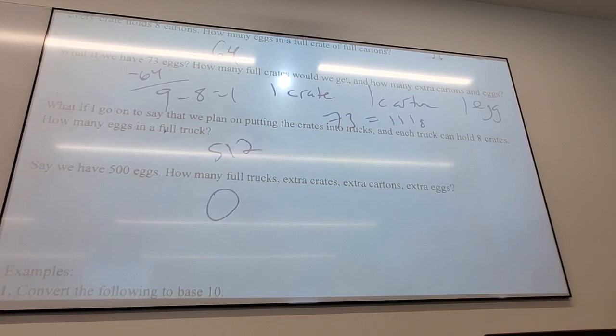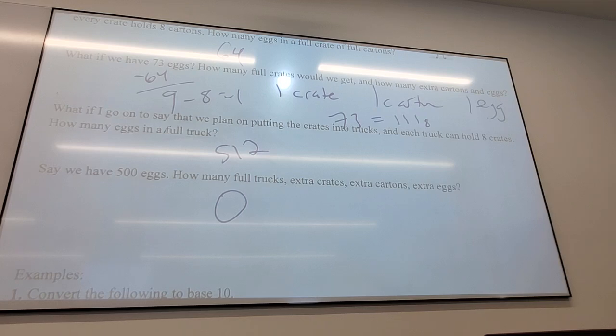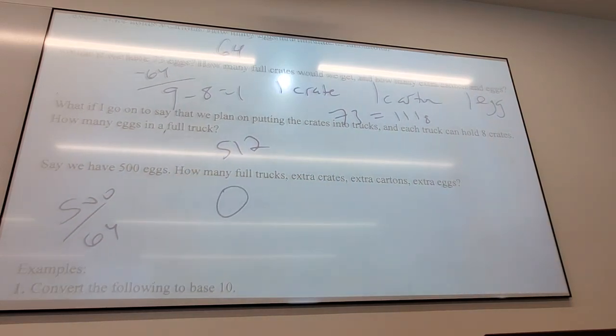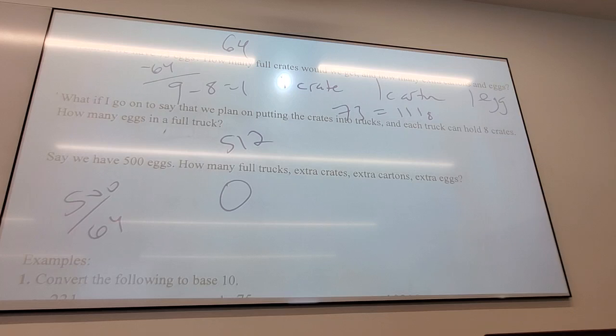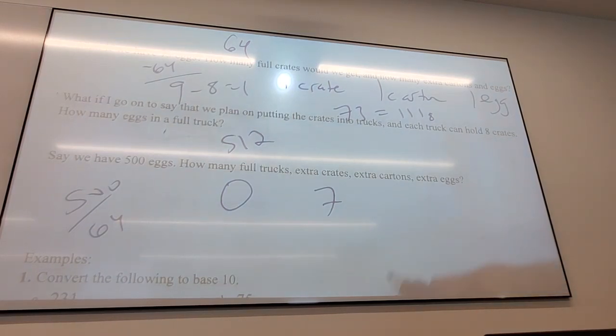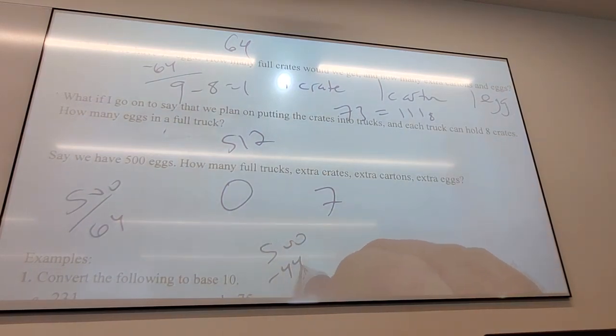How do I figure out how many crates I need? Divide 500 by 64. What do you get? 7, roughly, with some extra, right? Yeah. So that'd be 7 crates. 7 times 64 is 448. So how many eggs do I have still left to take care of? 52.